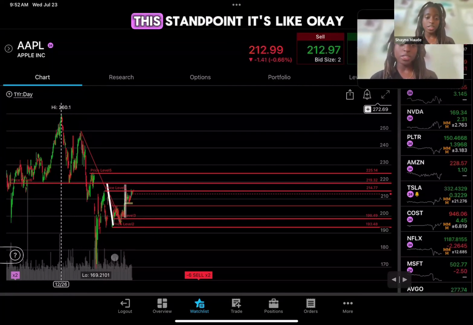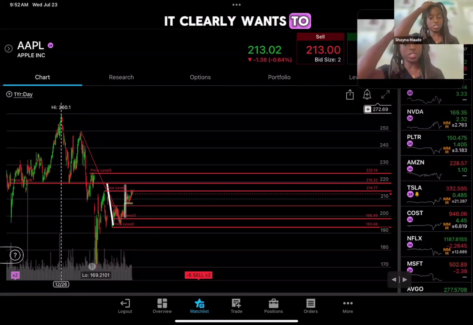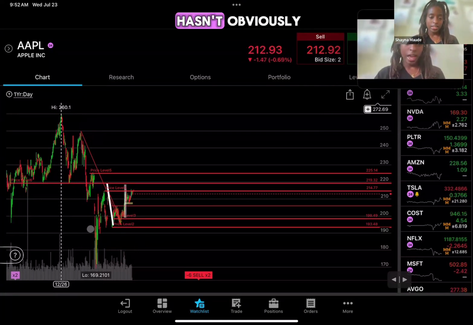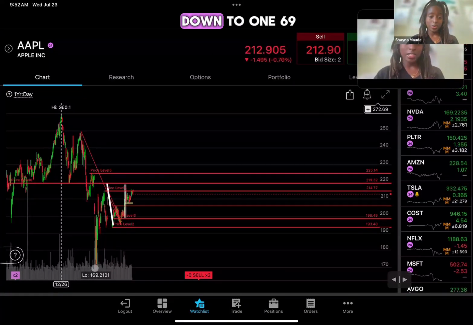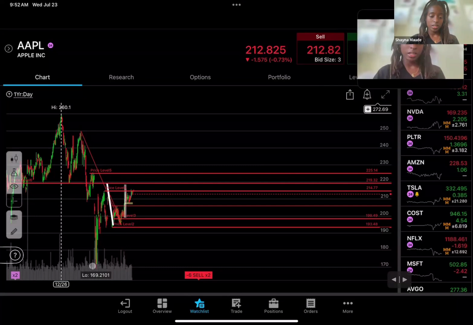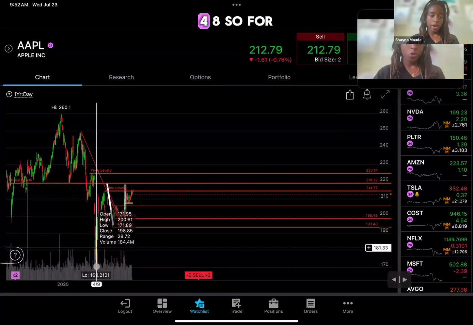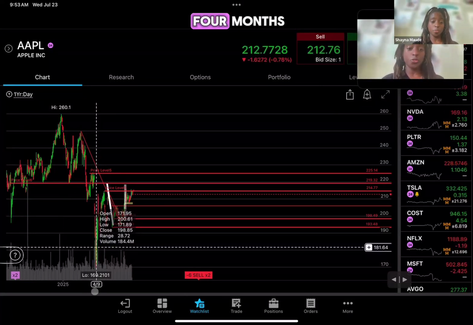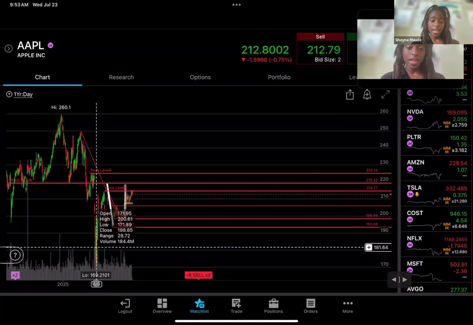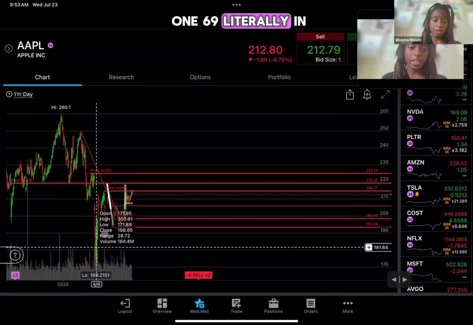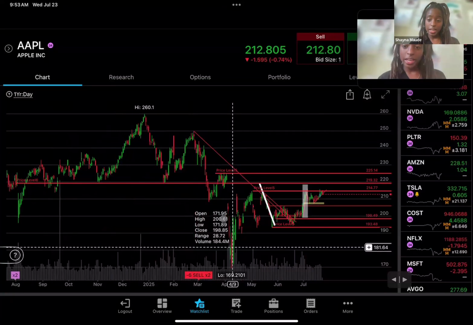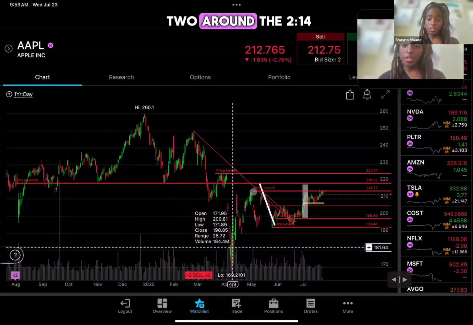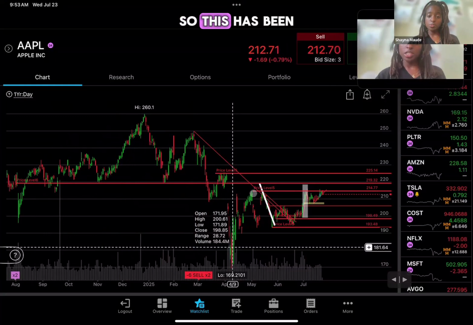Now, even if you look at it from this standpoint, it clearly wants to shoot up, because obviously it's been dropping. It got down to 169. So for 4 months, it was coming down. It came from the high to the low in 4 months. It came down to 169. Literally in a matter of days, it shot up to around the 214. So this has been a level that it's been hitting and getting rejected at for a long time.